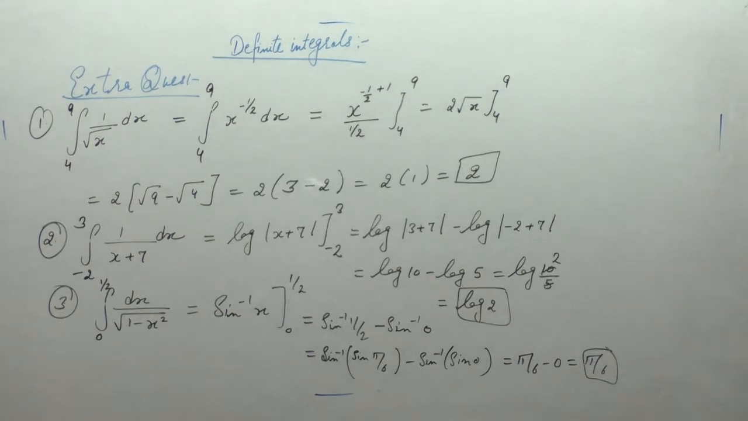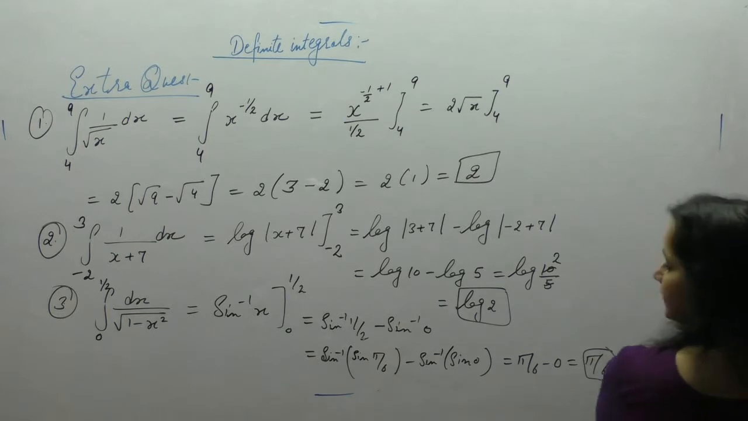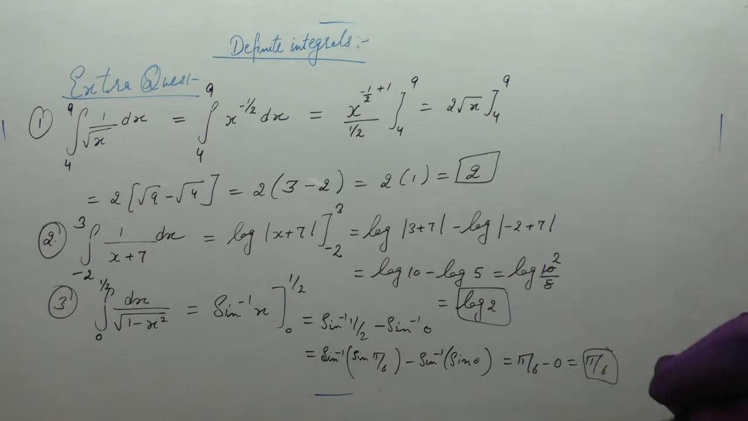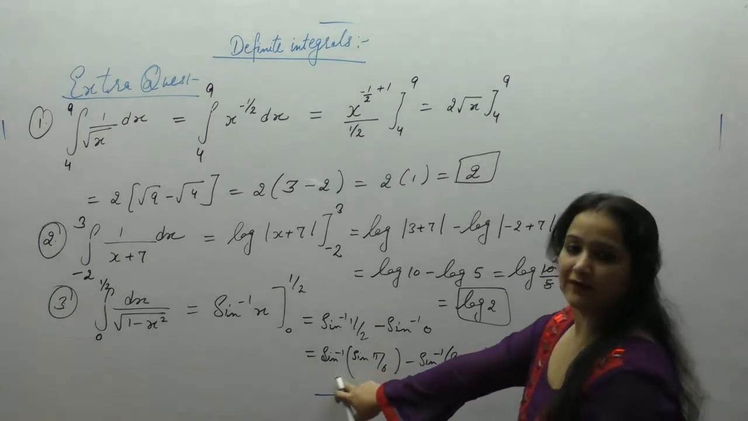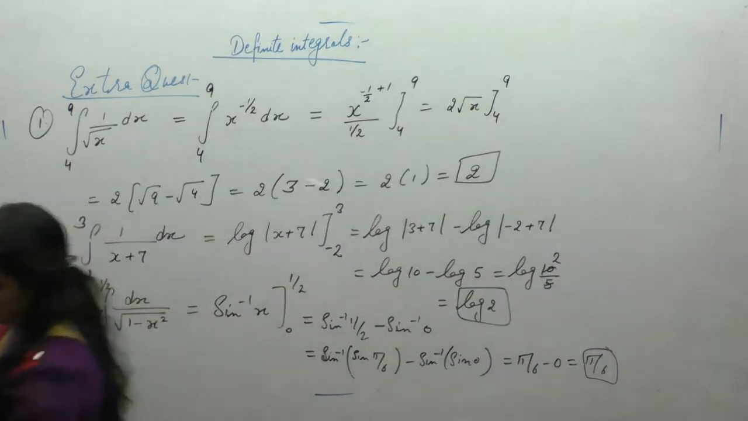1 upon square root of a square minus x square is sin inverse x upon a, and 1/2 is the value of sin pi by 6. Sin inverse and sin will cancel. Pi by 6 minus 0 is pi by 6.